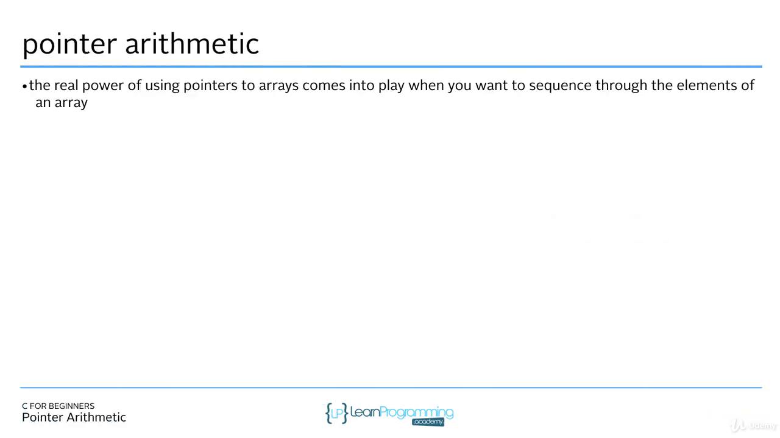So the real power of using pointers to arrays comes into play when you want to sequence through the elements of an array. You want to go from the first element to the end. You want to iterate through them. This is the real power of pointers. Because pointers use addresses, each element in an array is just another address. So you can just do plus plus on pointers and you can go to the next address.